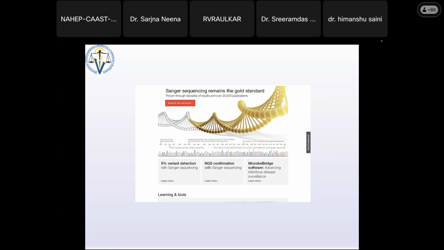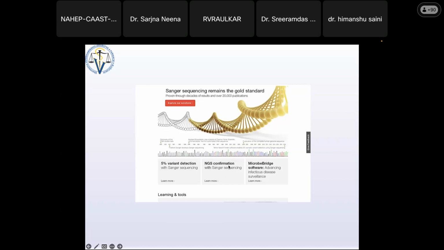Okay. So where do we need Sanger sequencing? First, 5% variation detection with Sanger sequencing, that is variant detection, genotyping. We need to identify each and every nucleotide. And this is extremely important: the second point is Sanger confirmation of NGS.